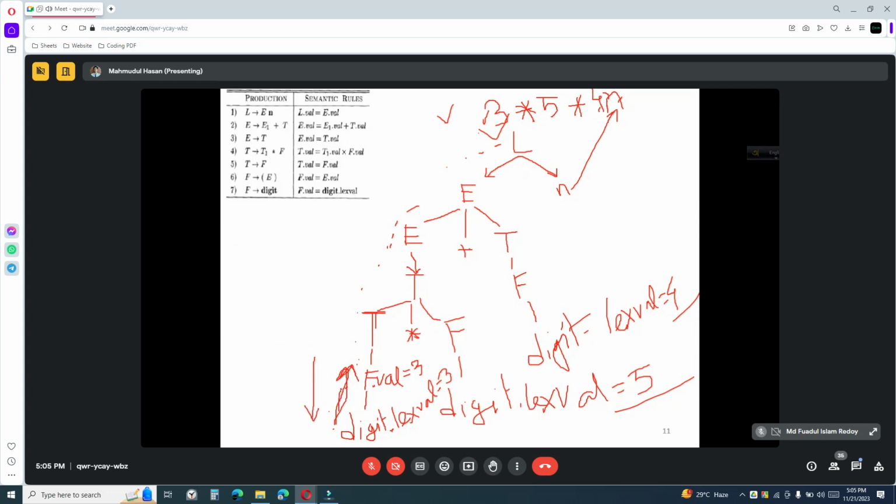Then again go here. And what is the attribute of T? That is the value. And value is synthesized. That means you need to think about T to F. This one. T to F. And if you think about this production rule T to F, the semantic rule is the value of F goes to T value. And the value of F is 3. That means T value will be 3. Is it? Yes, sir.